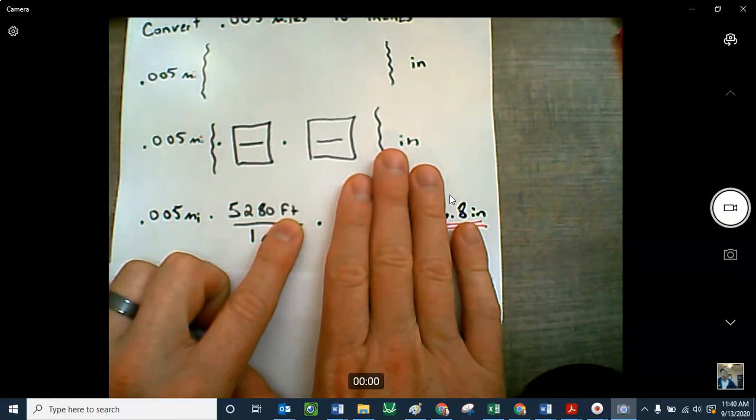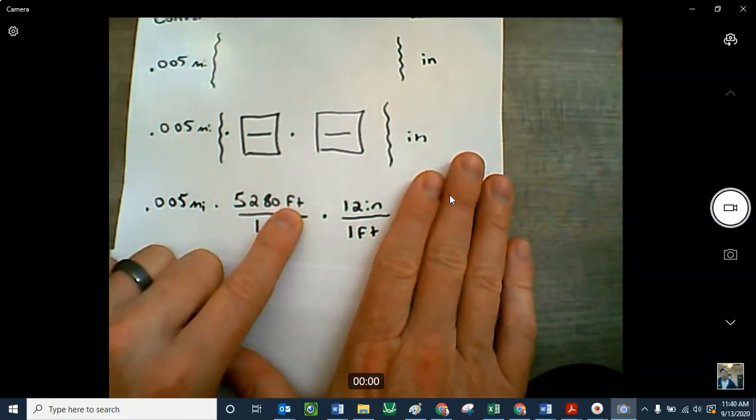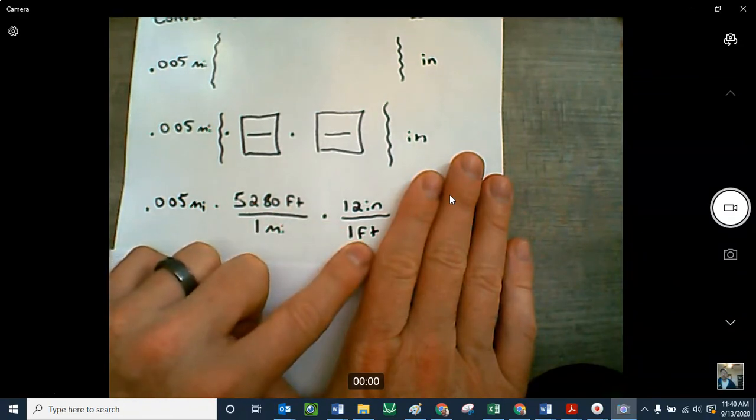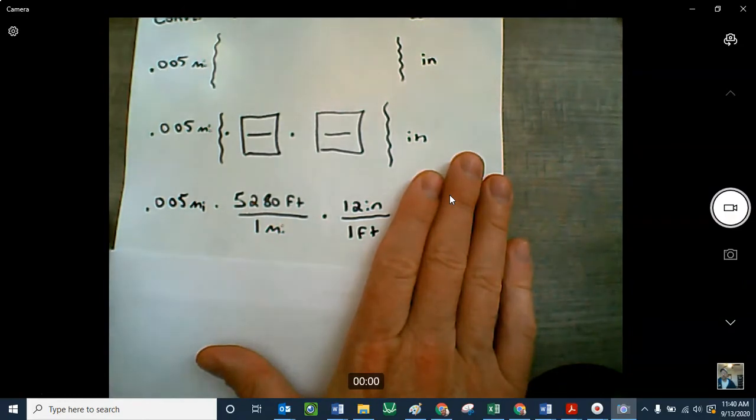And I don't want to be in feet. I want to be in inches. So we need our second one. Our second one is, well, if I'm in feet in the numerator here, I need feet in the denominator here. And in 1 foot, there are 12 inches. We're just multiplying by 1 again.